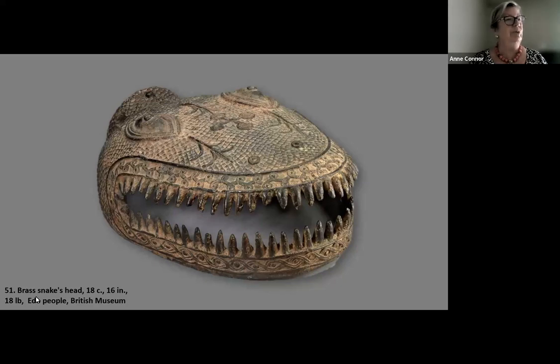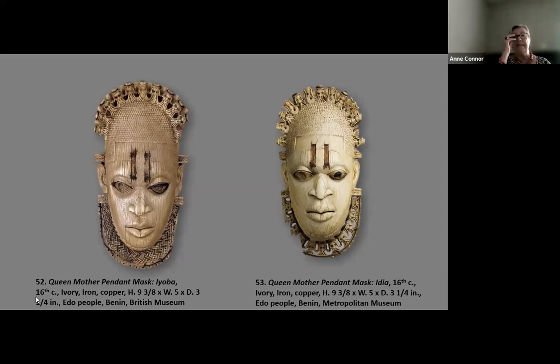Smaller objects were also beautiful, and these are pendants of typically queen mothers made of ivory, but also with details of iron and copper. That's from the Edo people in Benin. As you can see, the features are different between the two, but they would come typically in twos and be hanging at the belt of one of the descendants. And it was, of course, taken to the British Museum by the same invaders.